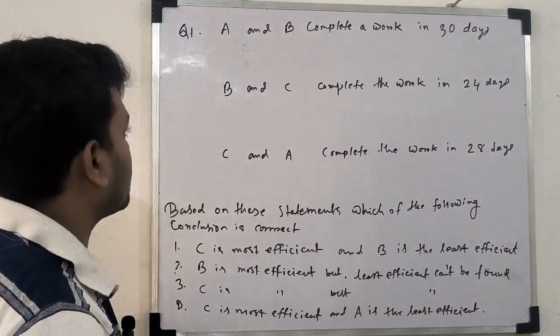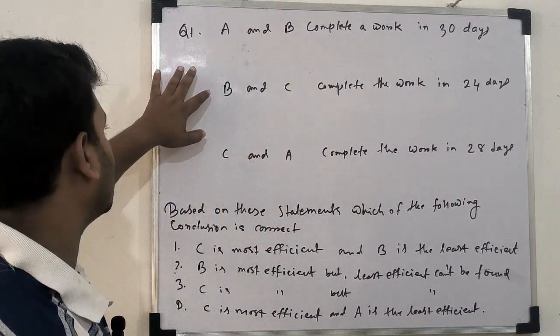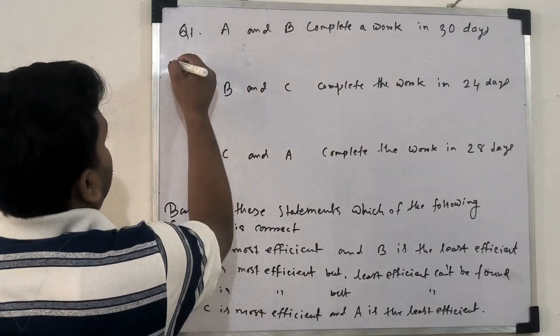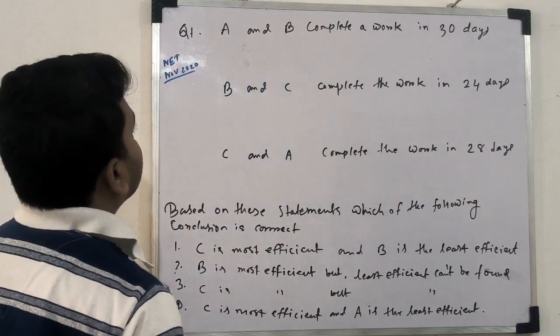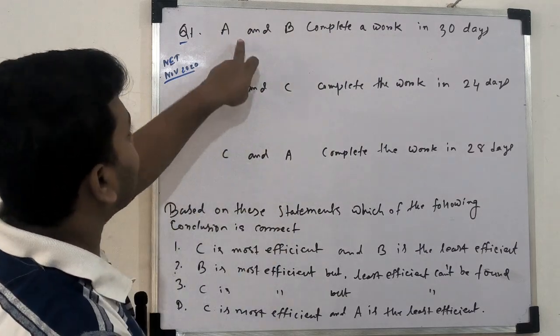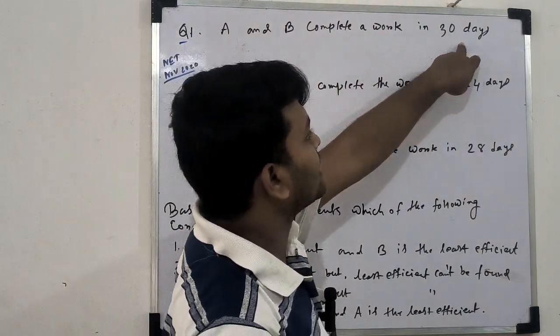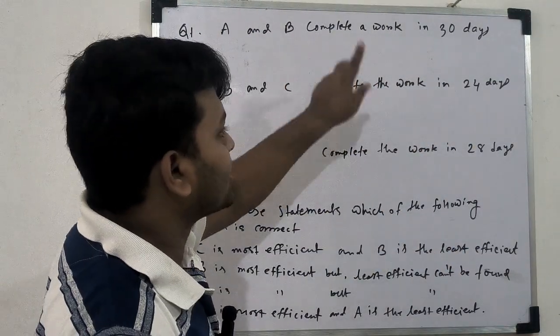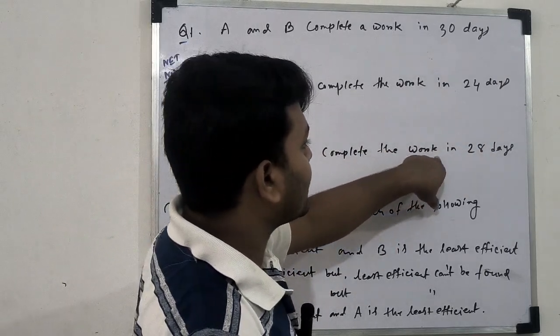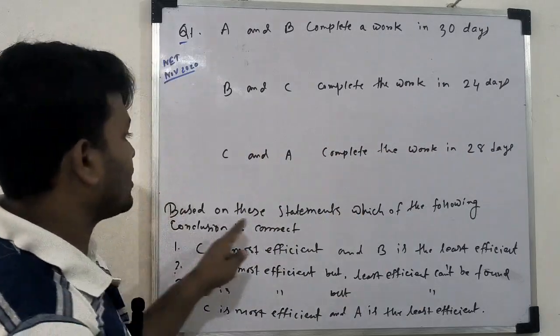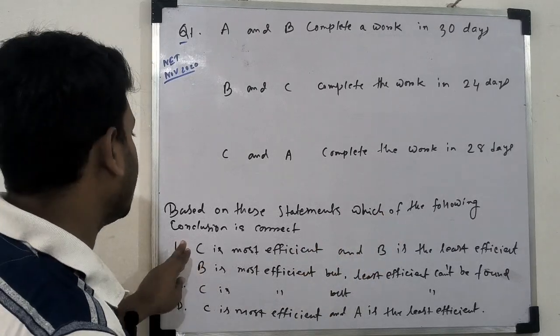I will discuss one question from General Aptitude of NET November 2020. The question is: it is given that A and B complete a work in 30 days, B and C complete the same work in 24 days, and C and A complete the work in 28 days. Based on this statement, which of the following conclusions is correct?